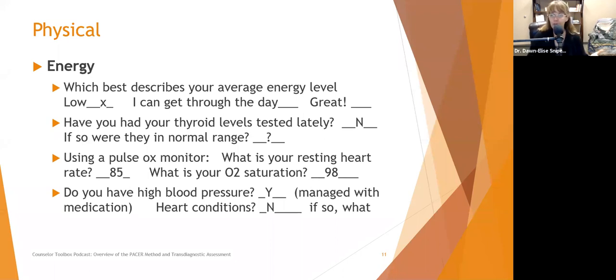Does he have high blood pressure? He says yes, it's managed with medication, those beta blockers. Does he have any other heart conditions like palpitations or obstructions? And he says no.